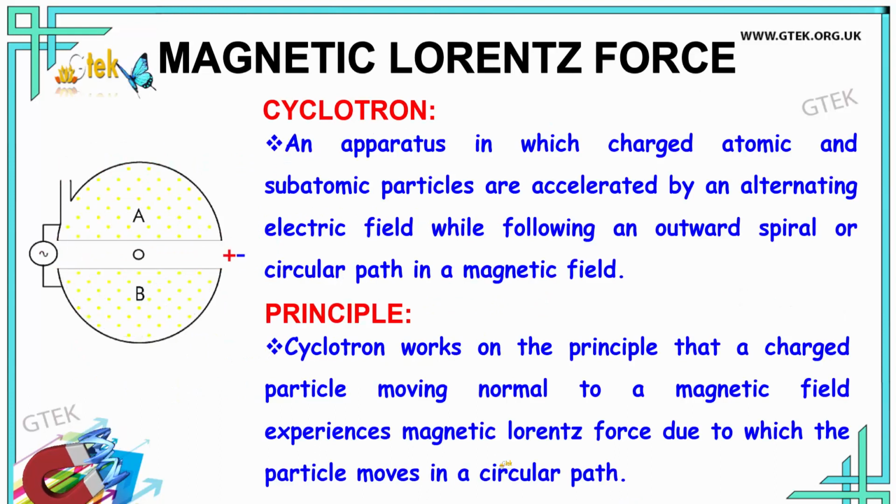What is a cyclotron? An apparatus in which charged atomic and subatomic particles are accelerated by an alternating electric field while following an outward spiral or circular path in a magnetic field. The principle behind the cyclotron is that a charged particle moving normal to a magnetic field experiences magnetic Lorentz force, due to which the particle moves in a circular path. You could see the picture on the left representing the cyclotron. So the principle behind this is magnetic Lorentz force, so that the particle inside moves in a circular path.